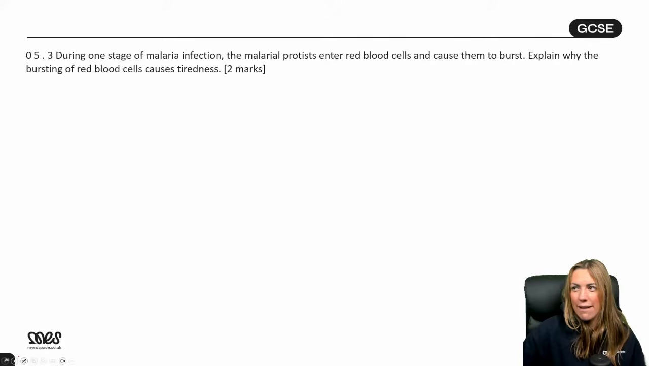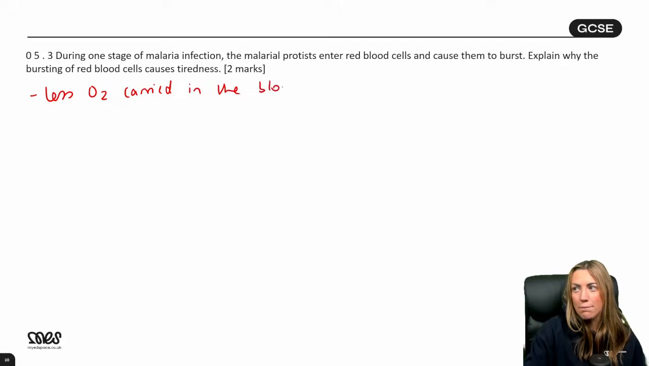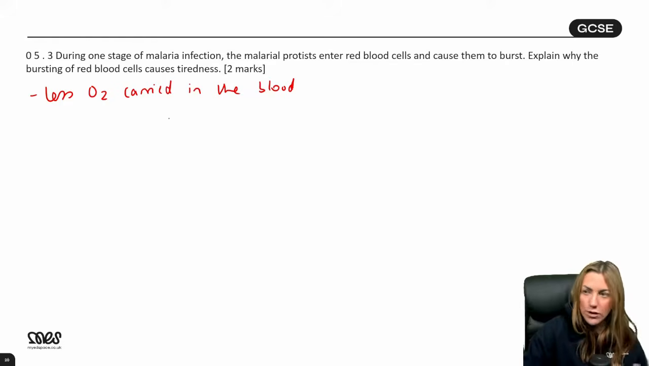During one stage of malaria infection, the malarial protists enter red blood cells and cause them to burst. Explain why the bursting of red blood cells causes tiredness. Well, we should know that red blood cells carry oxygen, right? They actually contain hemoglobin, which carries oxygen. But the gist of this question is, they carry oxygen. So if red blood cells burst, what that means is less oxygen is carried in the blood. We can get 1 mark for that. We can say less oxygen will be carried to cells, or less oxygen will be carried in the blood.